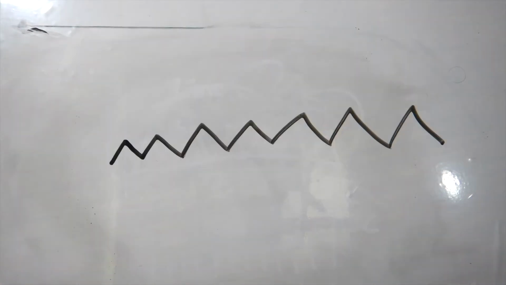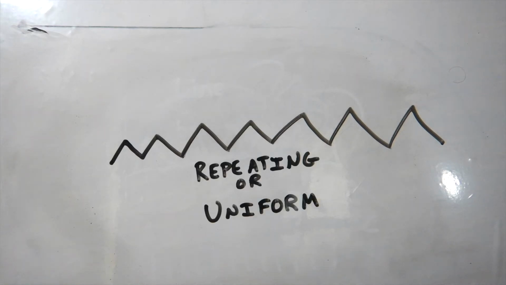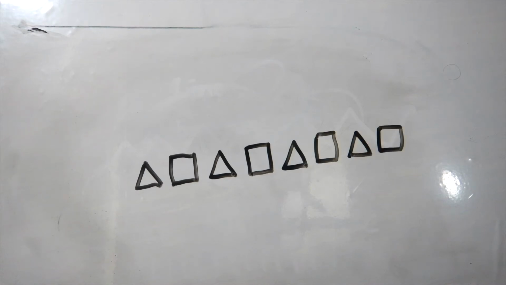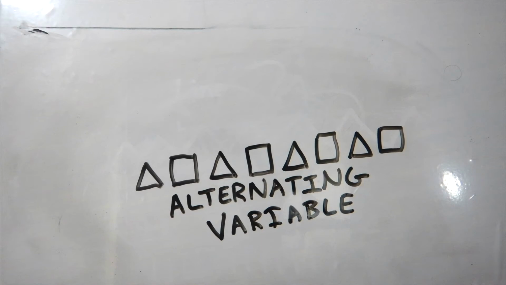When a pattern repeats, but it doesn't change at all, we call that a repeating or uniform pattern. Versus if a pattern changes, then we would call that an alternating or variable pattern.